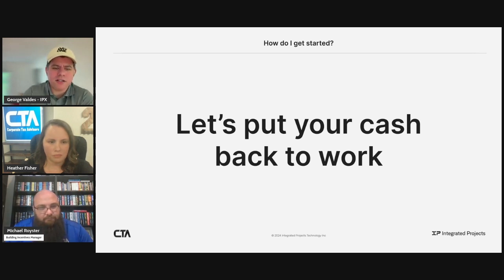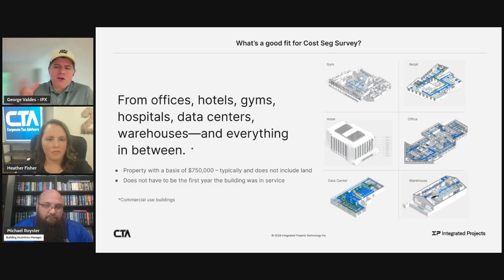Yeah, this is awesome. Thank you for those insights. So I guess now we'll talk about cost seg more in depth, or the cost seg survey, and what makes for a good cost seg survey.